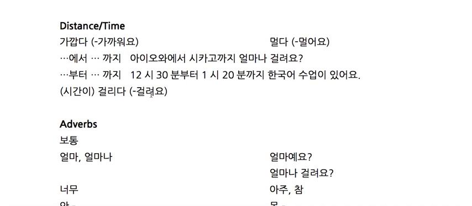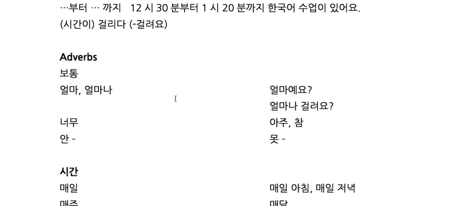따라하세요. 걸려요. 그다음에 보통. 보통은 그냥 normal, 뭐 normally, 뭐 usually, 뭐 그런 거예요. 그다음에 얼마. 얼마 means how much. So depending on the context, 얼마 means like 뭐 how much time or how much money, how much something. 얼마나. So 뭐 same meaning의 얼마나. 얼마예요. So generally 얼마 따라하세요. 얼마예요. 그러면 how much is this?